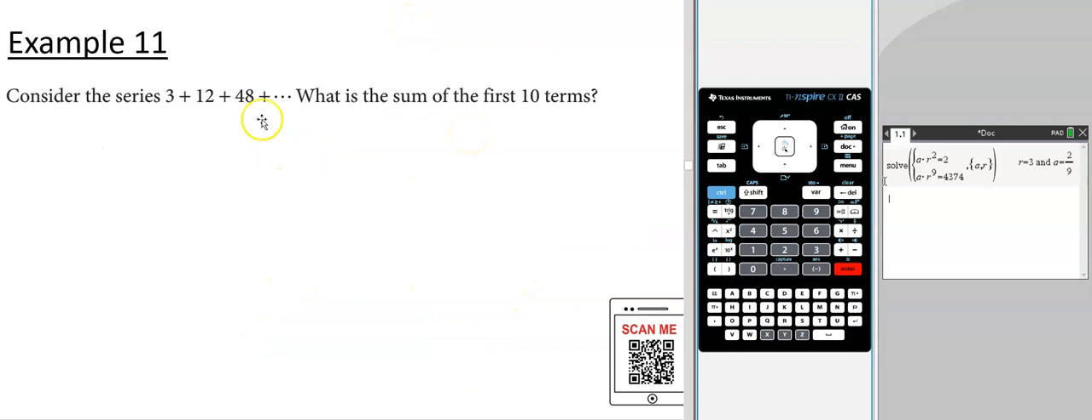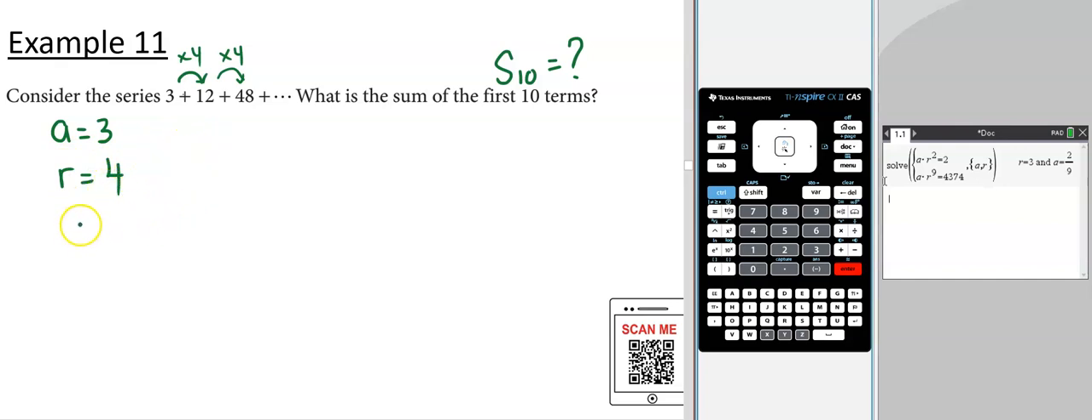So example 11. Consider the series of 3, 12, 48. What is the sum of the first 10 terms? So that means my question over here is I want to find S10, the summation, S10 value. So first, you need to tell me, what is the a? a is 3. And is this sequence arithmetic or geometric? How do you get 12? You times 4. 12, how do you get 48? You times 4. So therefore, this question is geometric. So geometric, you have a common ratio, which is 4.